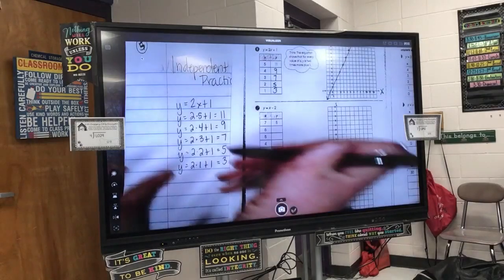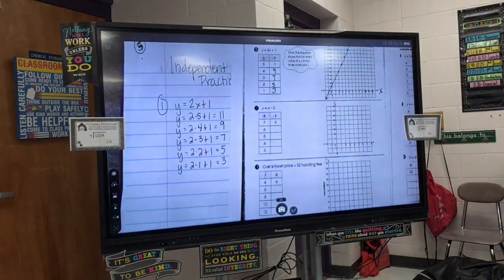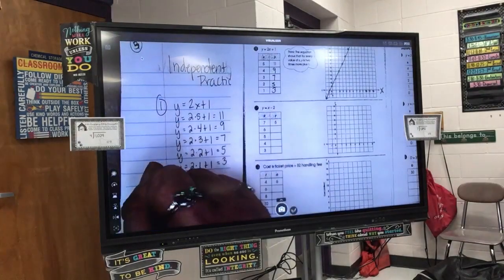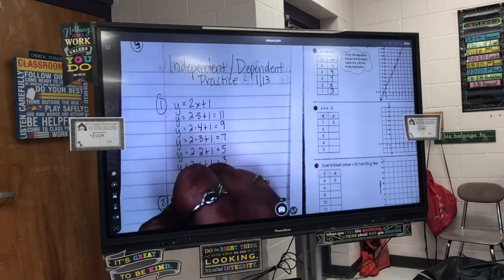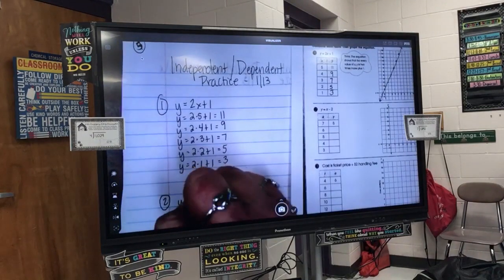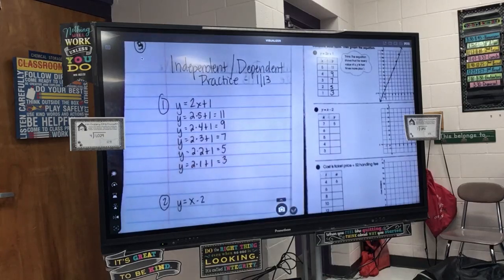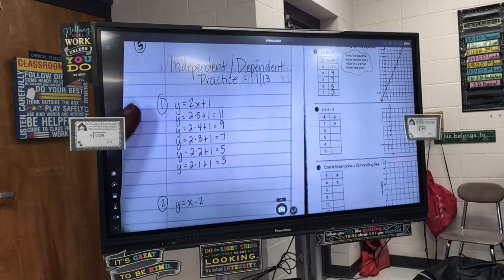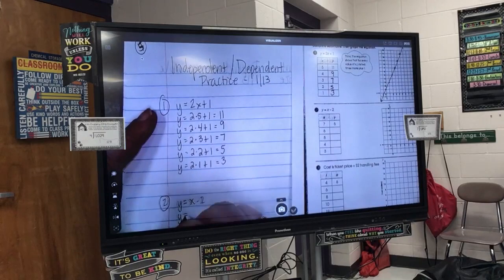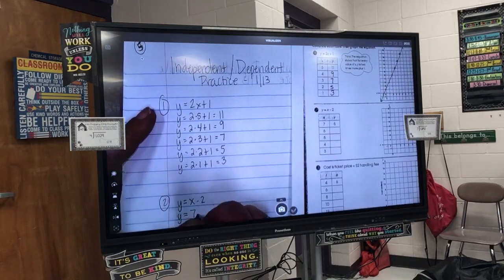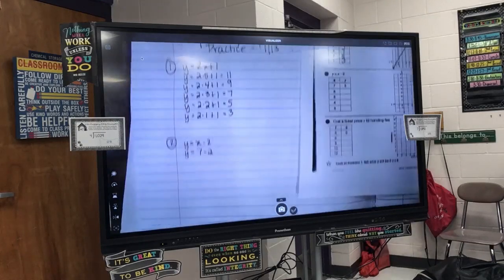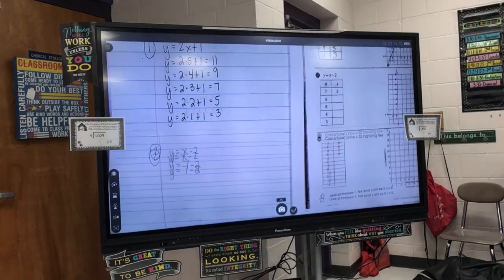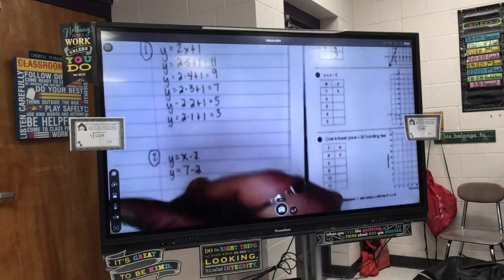So this was number 1. Let's do number 2 together. Your equation is y equals x minus 2. The first one they did, y equals 7 minus 2. It's got to equal what? It has to equal 5, right? Because they already told you that's what your answer is. So if this doesn't equal 5, then you know it's wrong.